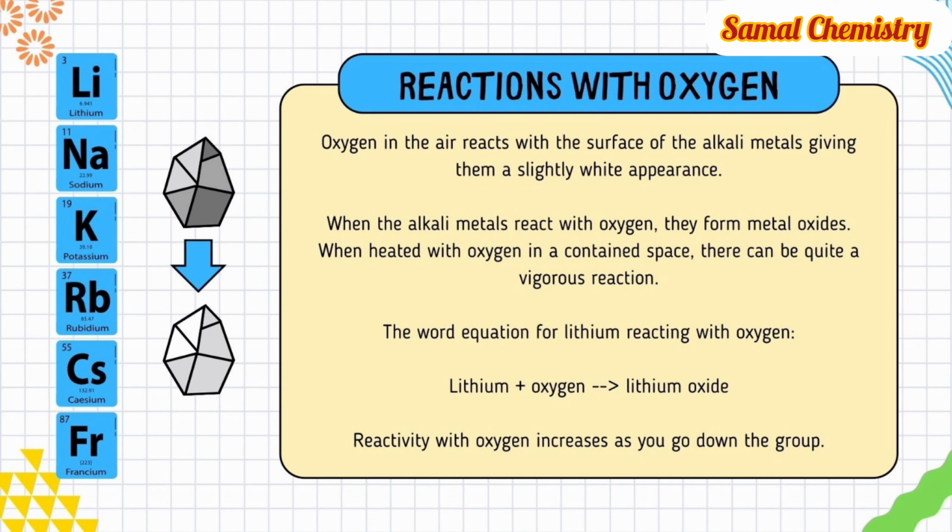Reaction with oxygen. Now, let us understand the reaction of alkali metals with oxygen. Oxygen in the air reacts slowly with the surface of alkali metals, giving them a slightly white appearance. When alkali metals react with oxygen, they form metal oxides. If these metals are heated with oxygen in a closed or contained space, the reaction can become quite vigorous. Word equation for lithium reacting with oxygen: lithium plus oxygen turns into lithium oxide. And remember, reactivity with oxygen increases as we go down the group.